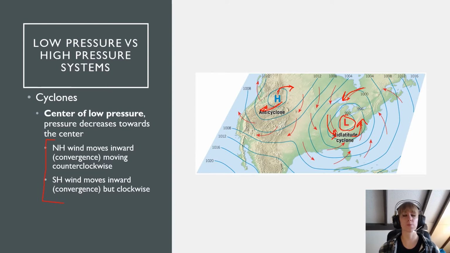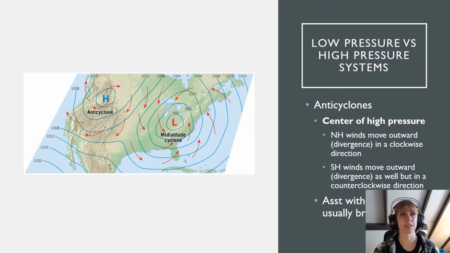Cyclones spin differently because of the Coriolis effect in the northern and southern hemisphere. So in the northern hemisphere, we have counterclockwise. In the southern hemisphere, we have clockwise. Okay, very important. And this is known as convergence, because we have air moving inward. Anticyclones are centers of high pressure. Winds start to move outwards, known as divergence.